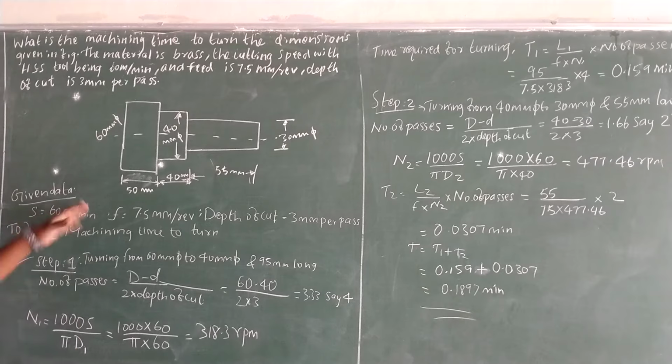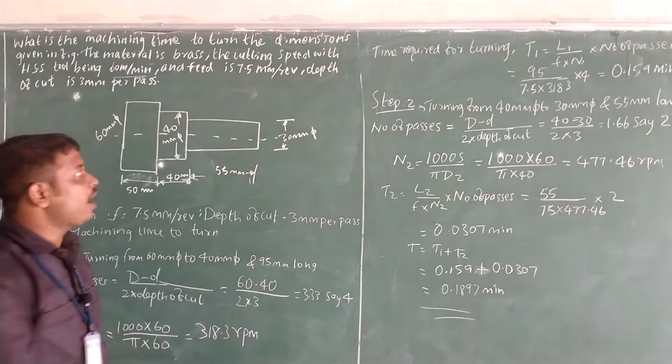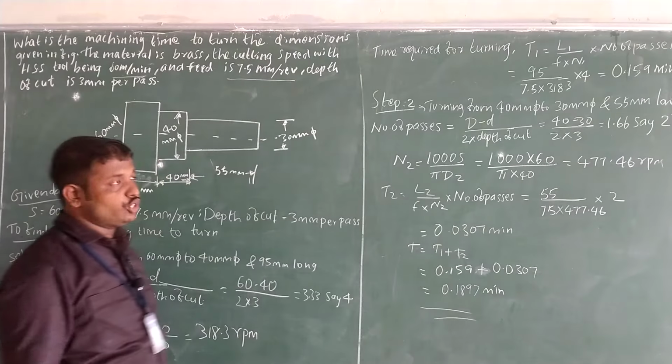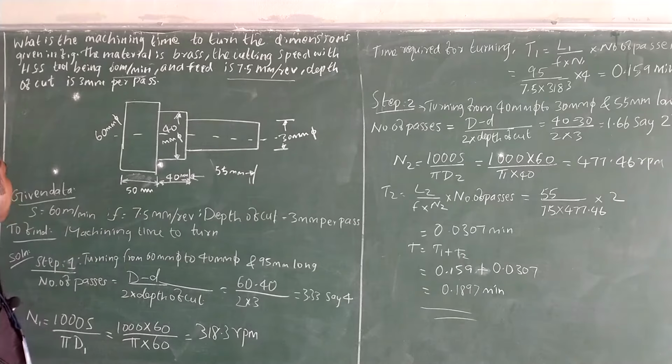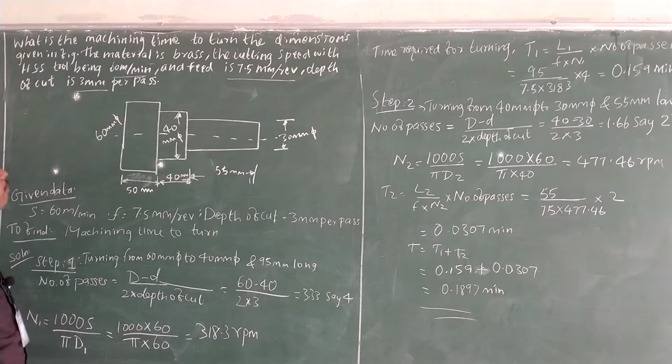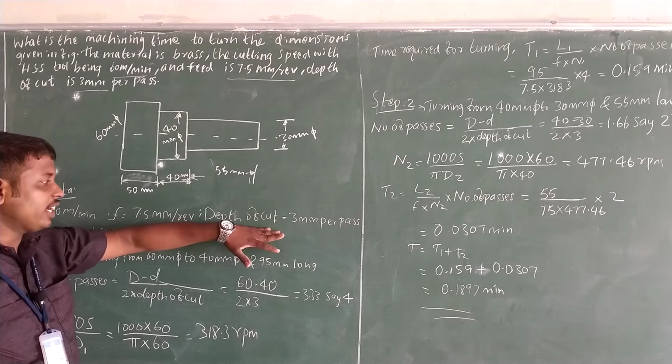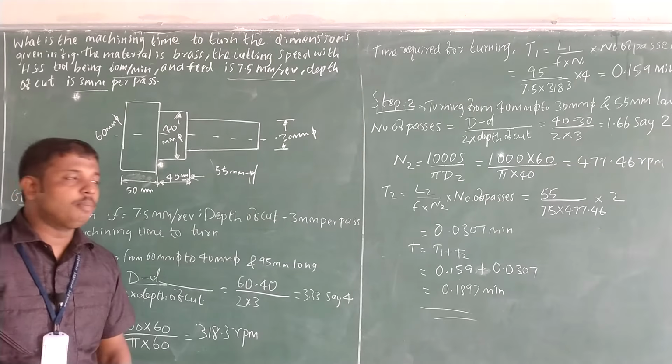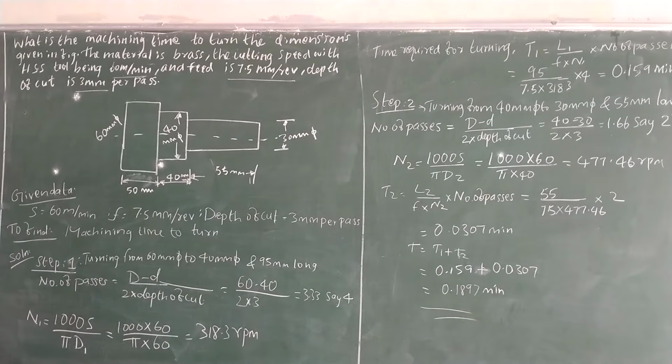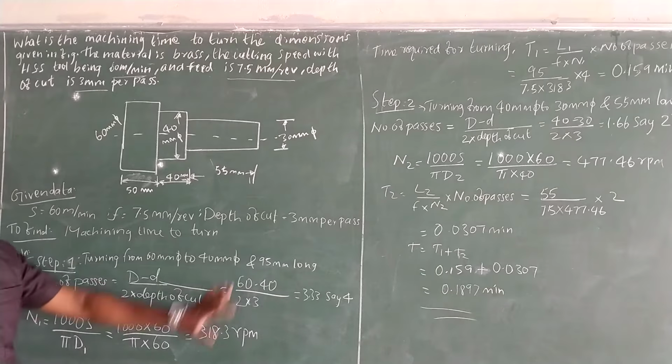First, see the given data. Cutting speed is 60 meters per minute. Next, feed is 7.5 mm per revolution. Next is the depth of cut, which is 3 mm per pass. Next, we find the measuring time calculation for turning.